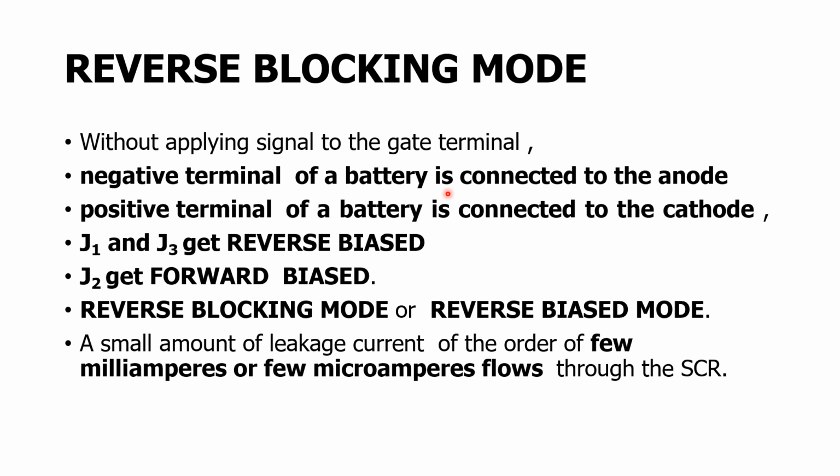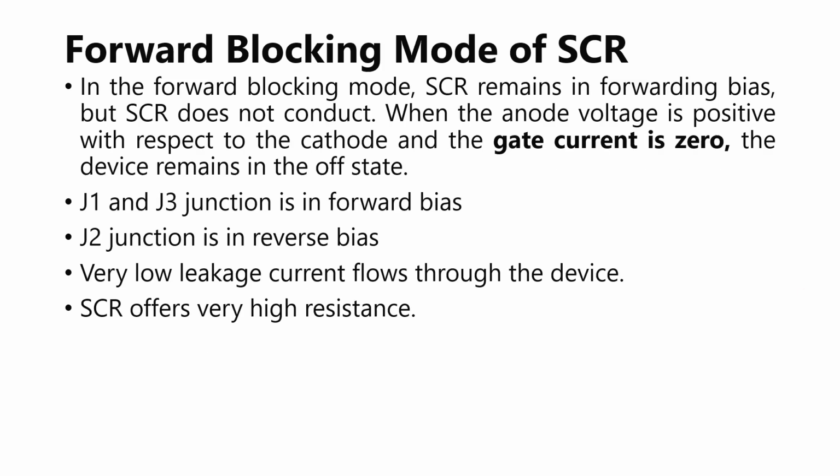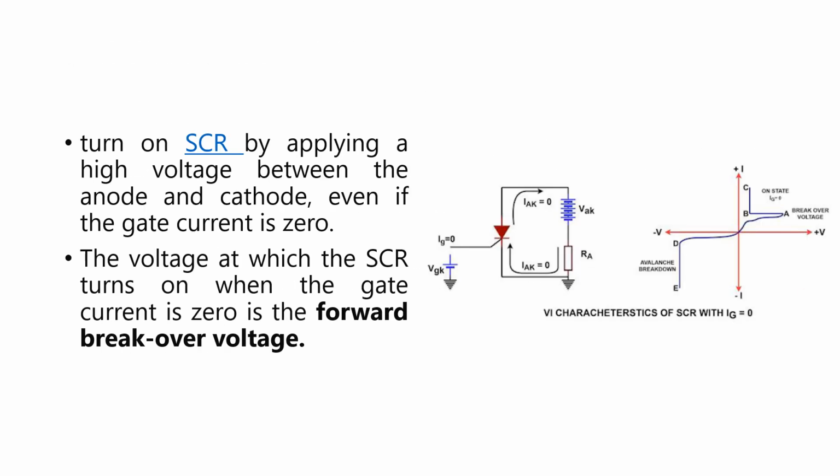When you are reverse biasing, the positive terminal is connected to the negative terminal of the battery and the cathode is connected to the positive terminal of the battery, which means it is reverse bias. Both the outer junctions are reverse biased, but J2 will be getting the forward bias. Even in this condition we will have a small leakage current flowing through the SCR. So these are the three conditions.